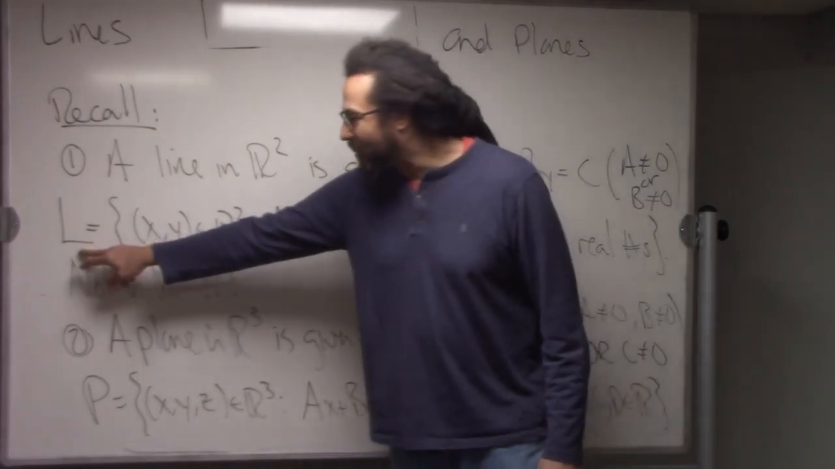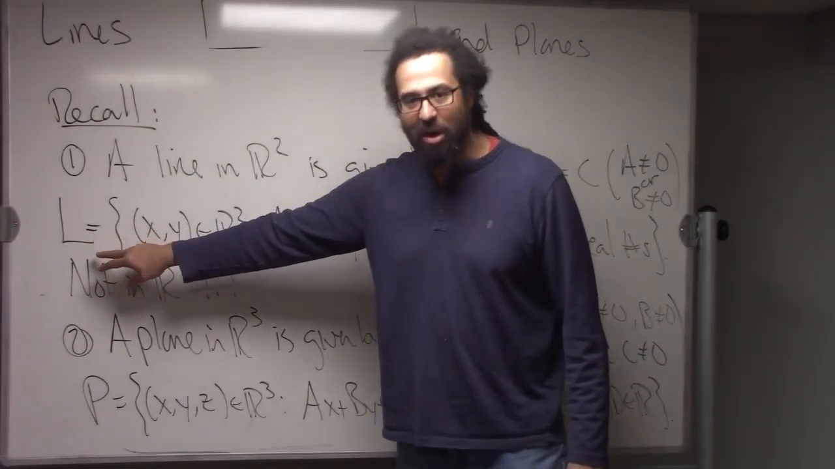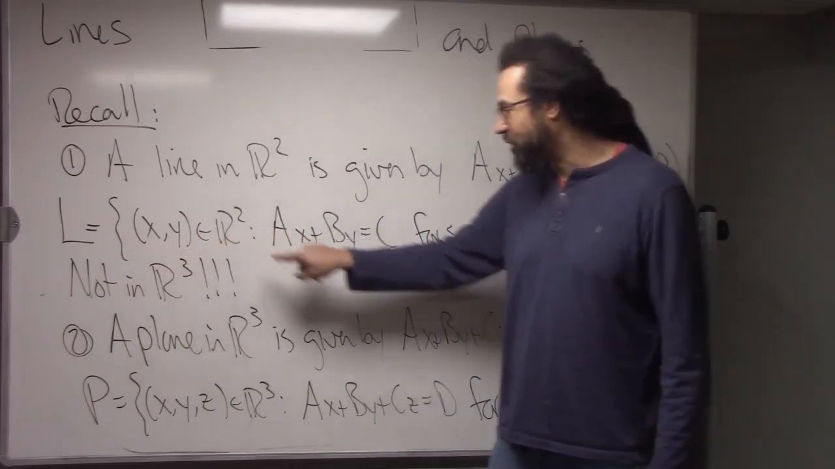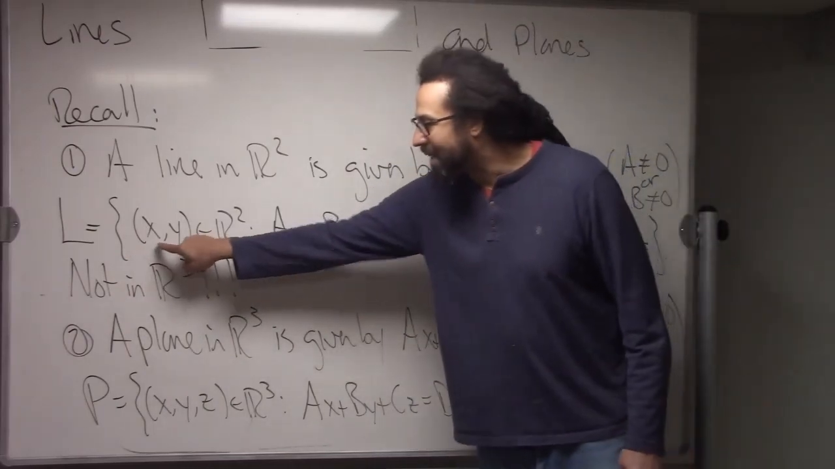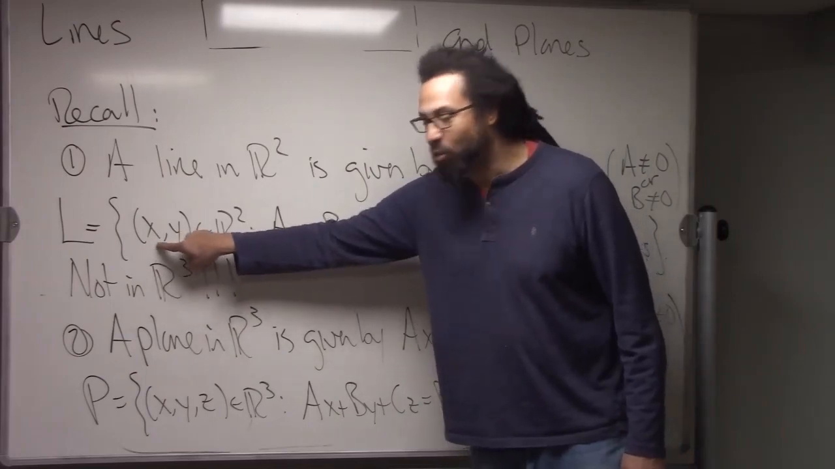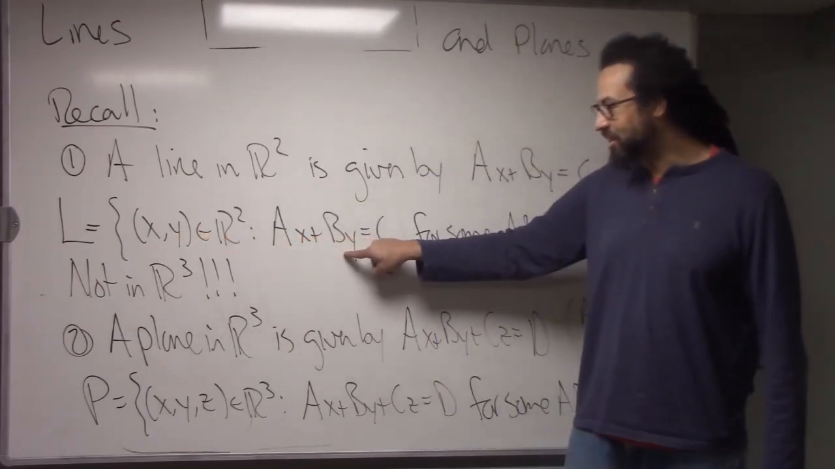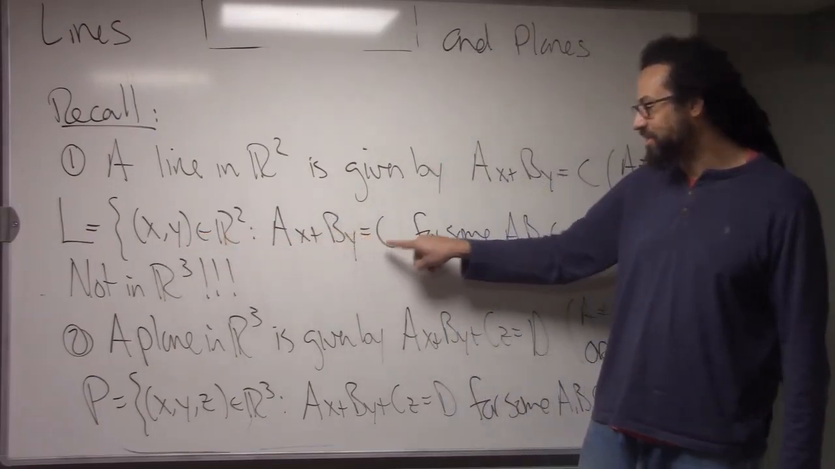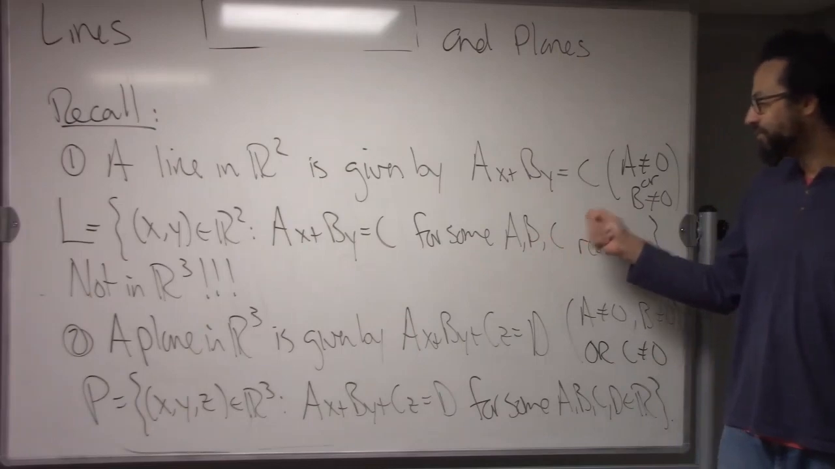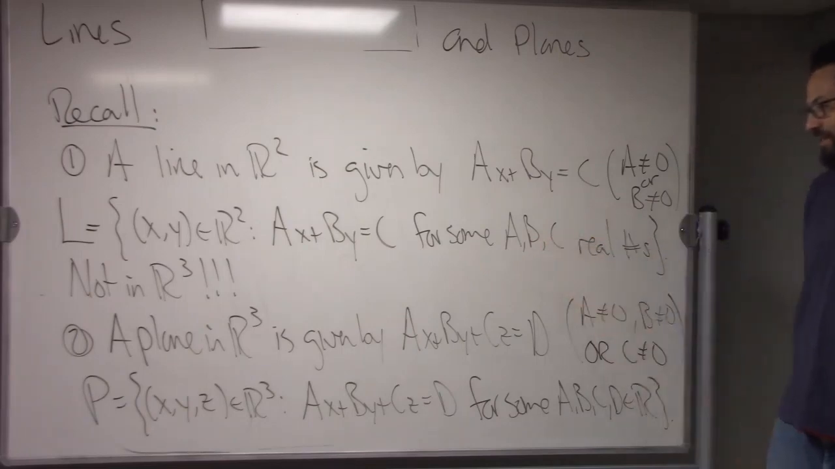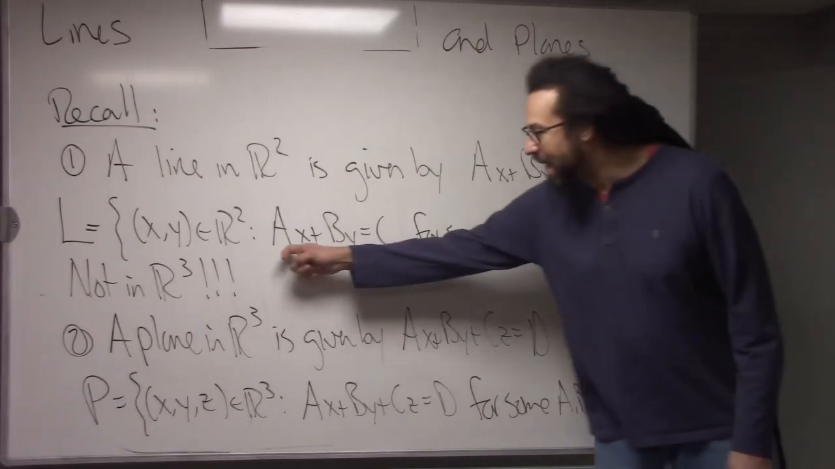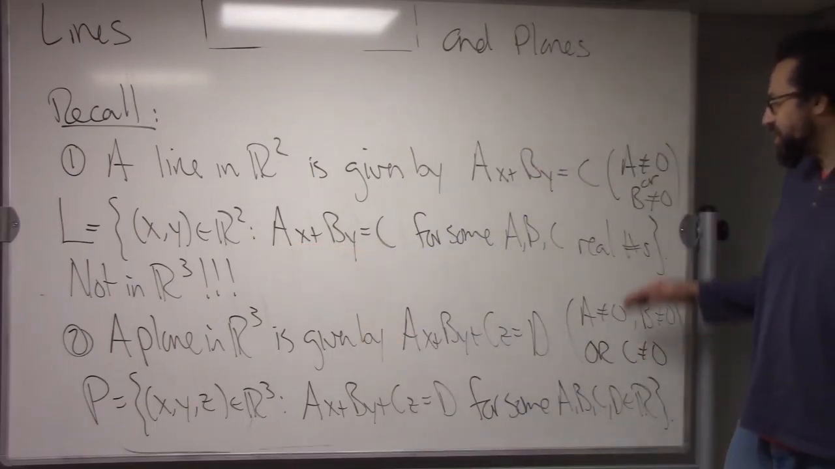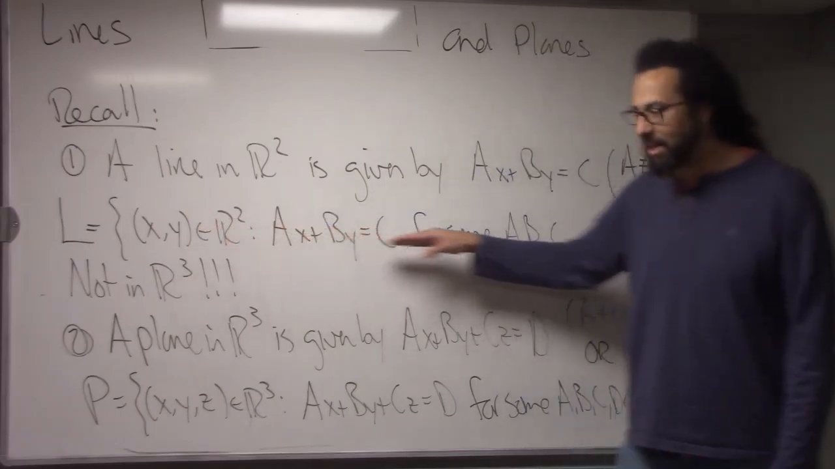We'll let L be the line that we're talking about. So what is a line? For us, it's the set of all ordered pairs (x, y) in R2, and how are x and y related? It's all of the ordered pairs such that ax plus by is equal to c for some fixed real numbers a, b, and c. Again, a is not 0 or b is not 0. So this is a complete description of a line in R2.